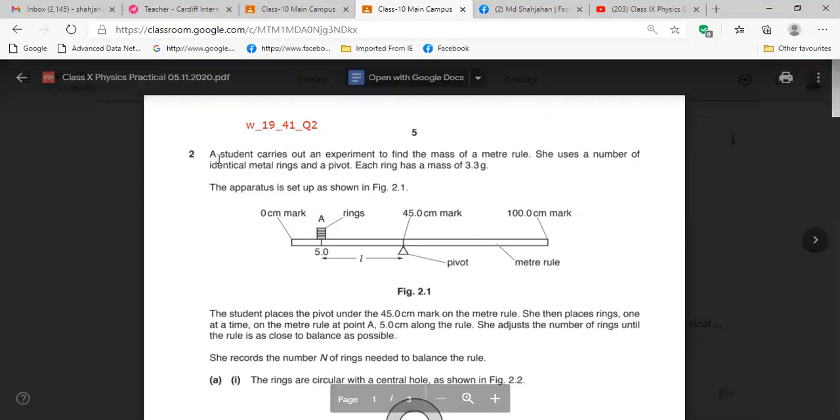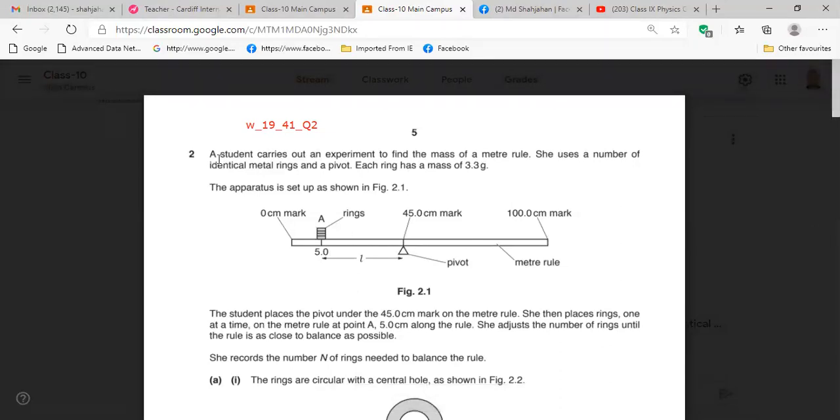Okay, now you read. Aisha, please read. Question 2. A student carries out an experiment to find the mass of a meter rule. She used a number of identical metal rings and a pivot. Each ring has a mass of 3.3 gram. The apparatus setup is shown in figure 2.1.